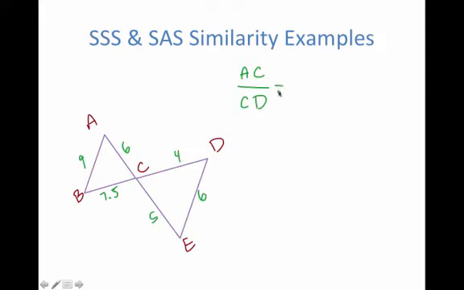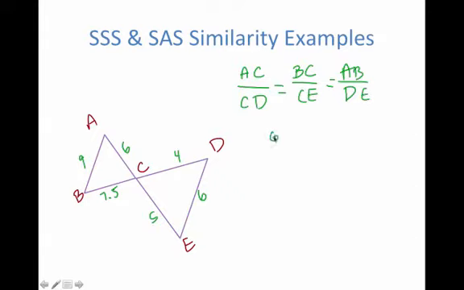That should be the same proportion as BC, which is the middle length of this triangle, to CE, the middle length of the other triangle. And then AB, the largest length of this triangle, should pair up with the largest length of the other triangle, DE. So let's see if those proportions are all the same.